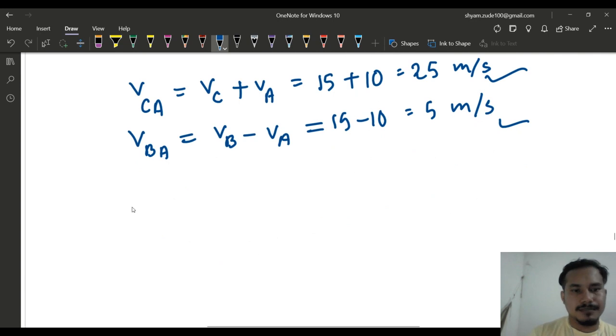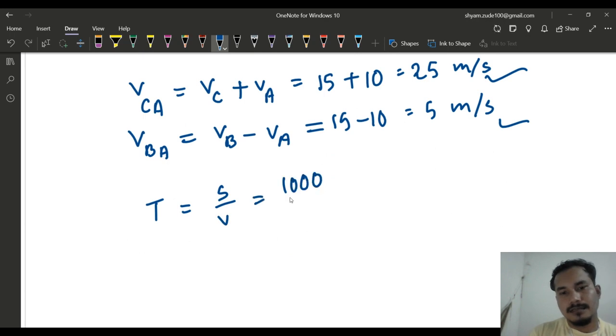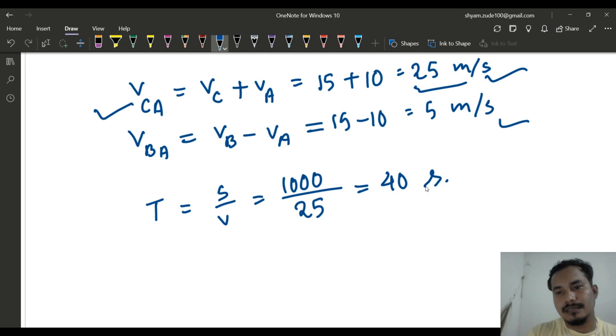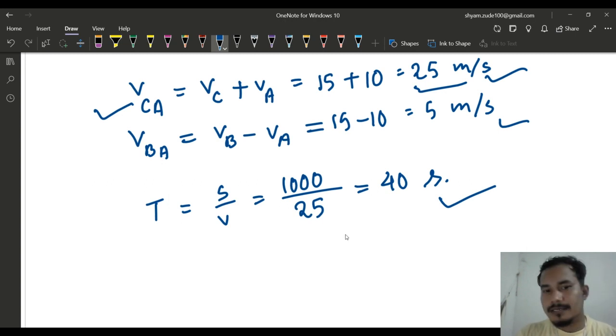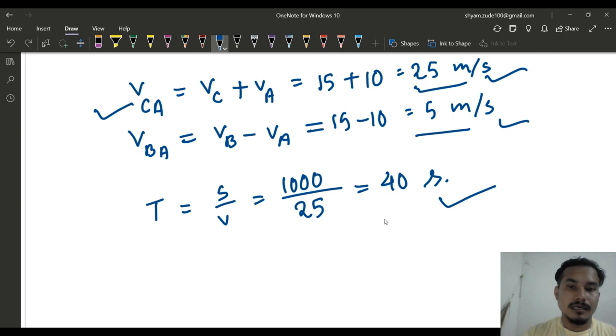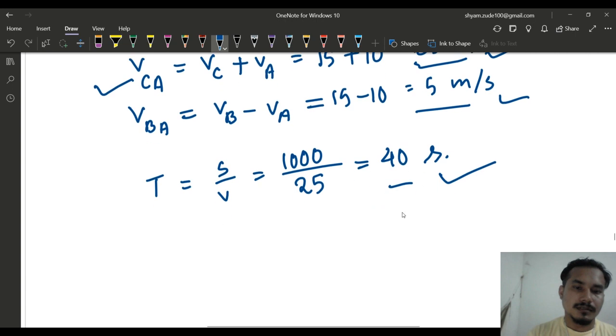So how much time will C take? The time is equal to distance by velocity. Distance is equal to 1000, velocity of C is equal to 25, so it is equal to 40 seconds. So C will take 40 seconds to reach or overtake A. But now B wants to overtake before 40 seconds. B already has only 5 meter per second, so B has to increase its speed so that it overtakes A before 40 seconds.